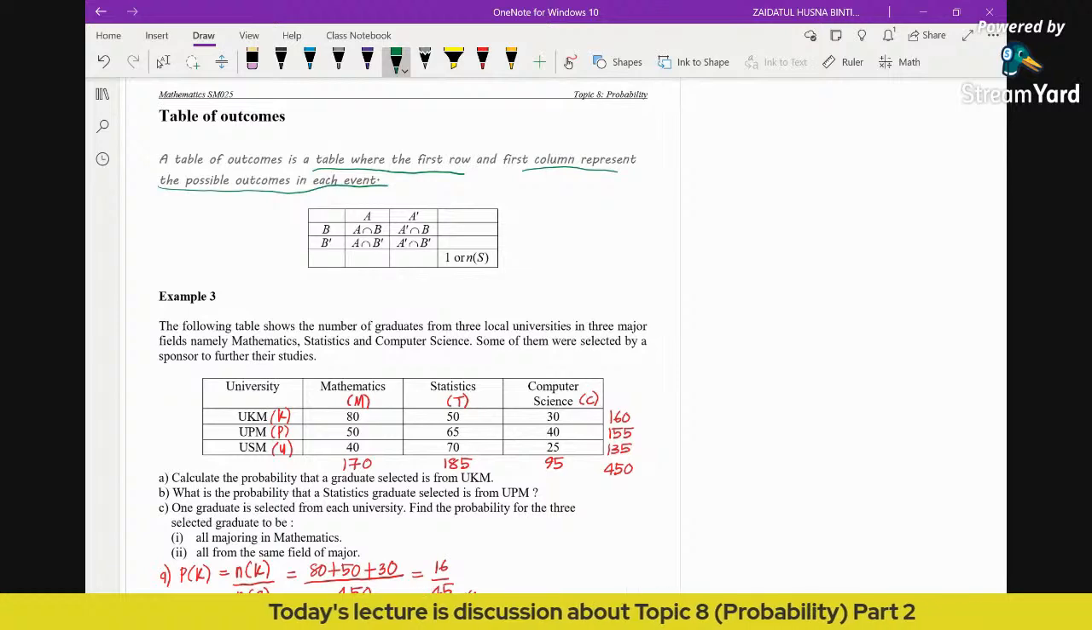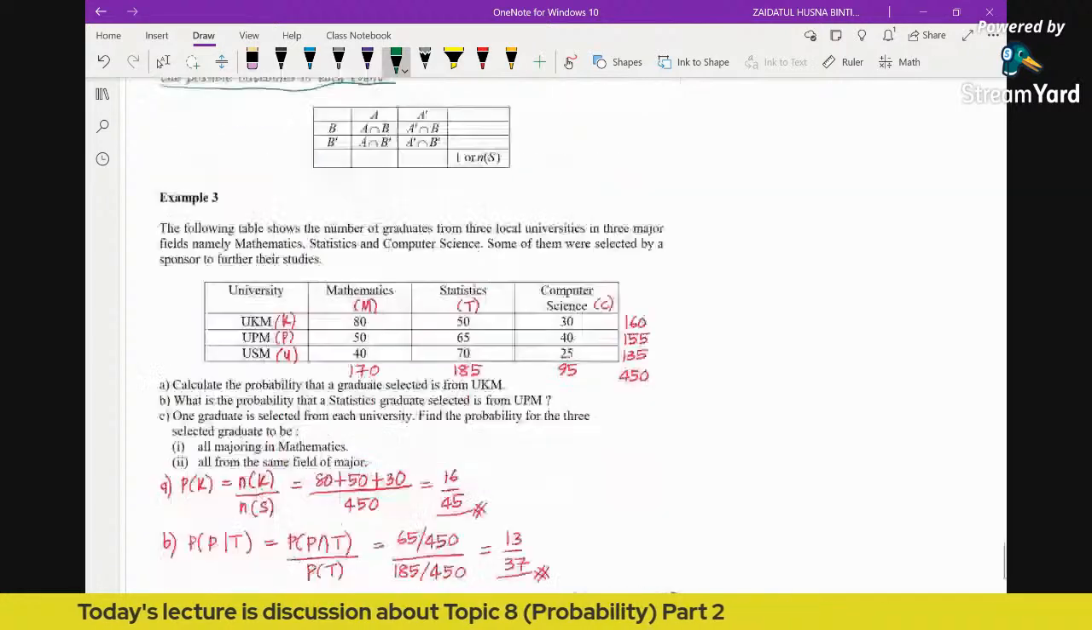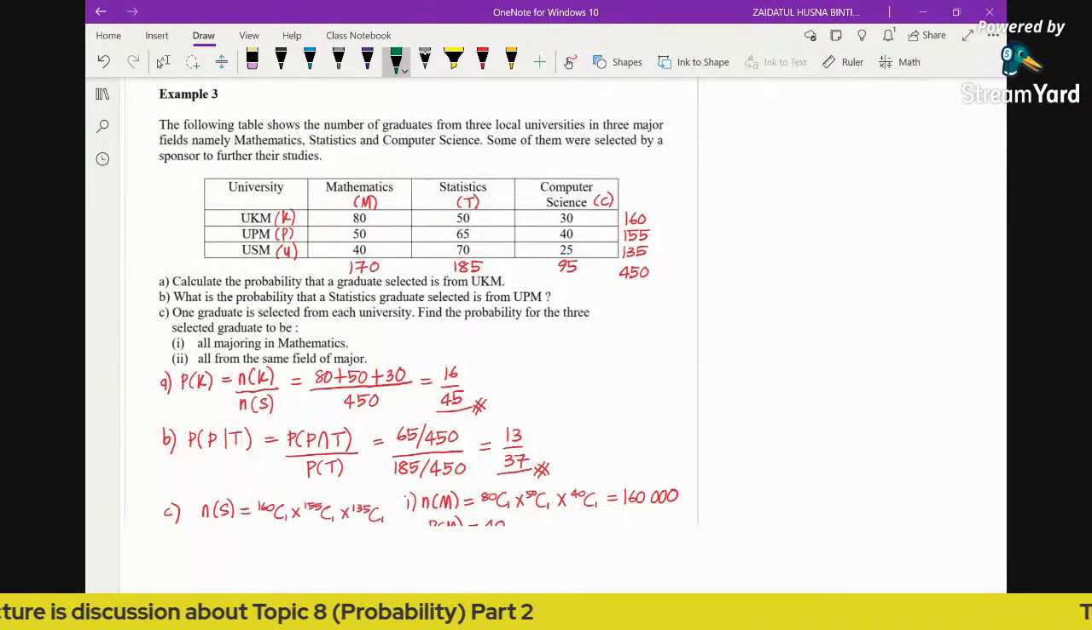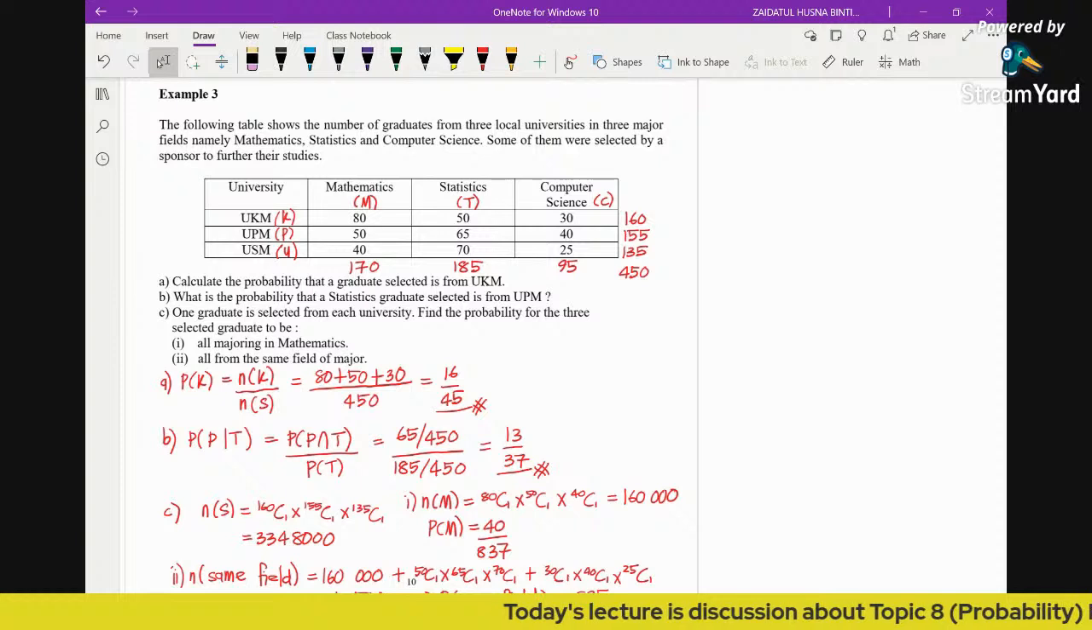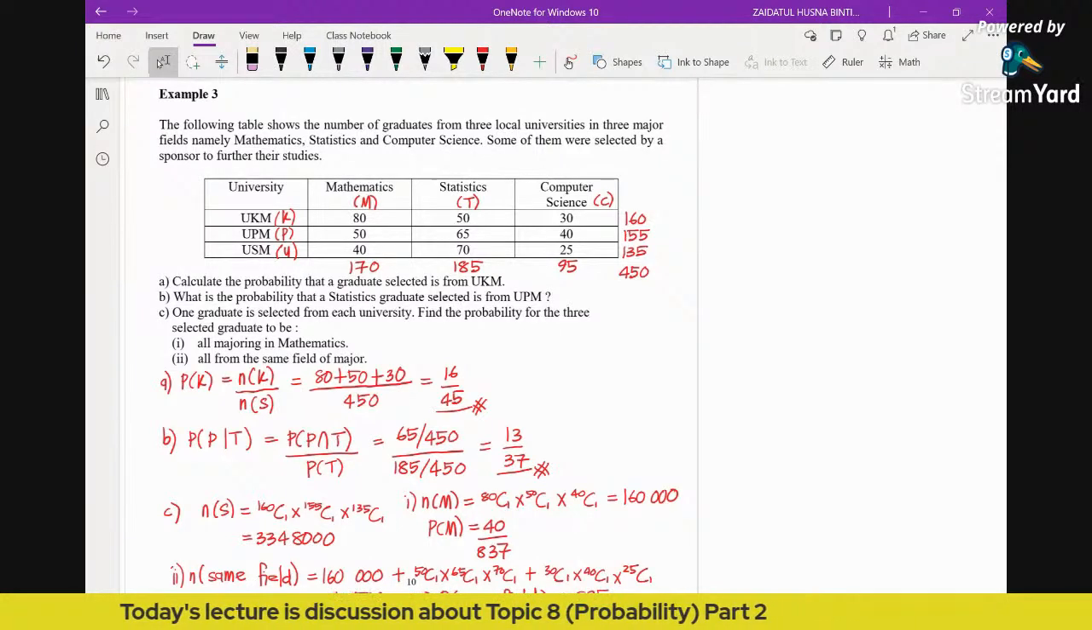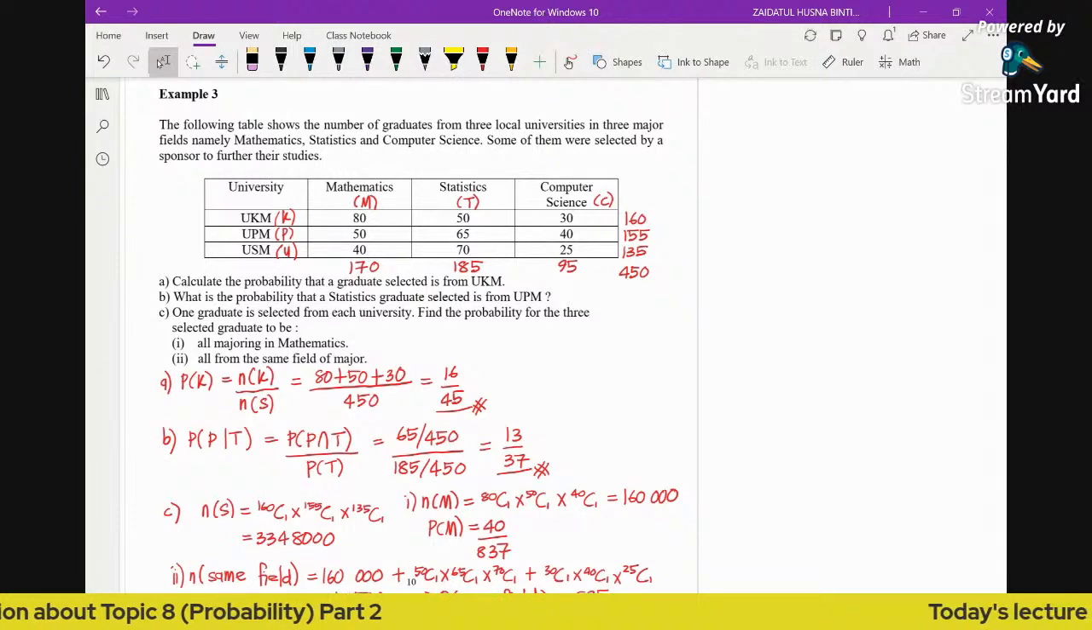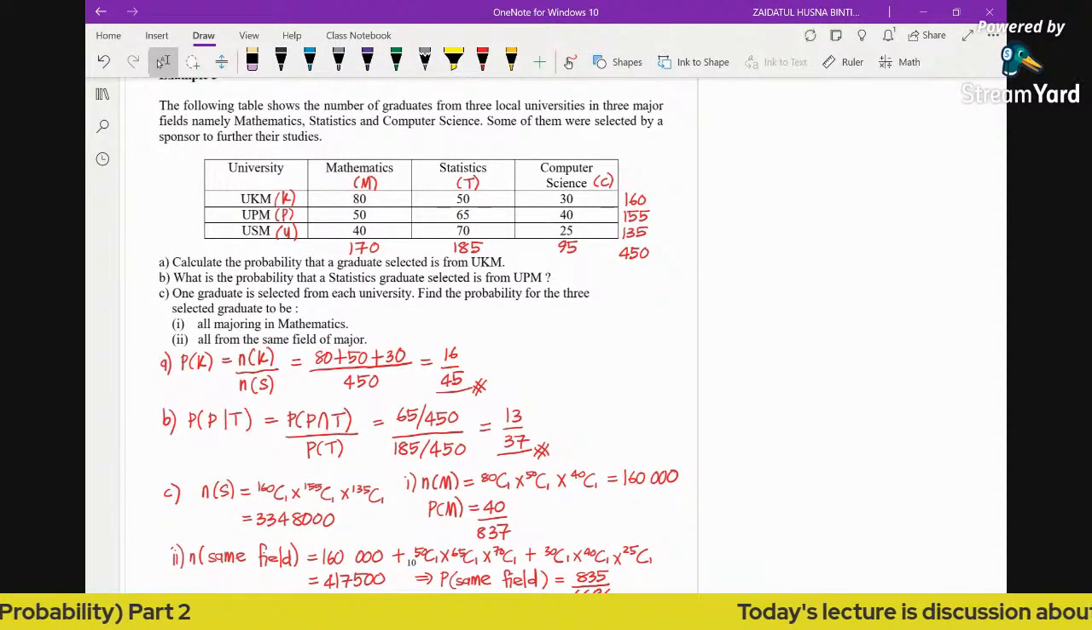Now let's see example 3. The following table shows the number of graduates from 3 local universities in 3 major fields, namely maths, statistics, and computer science. Some of them were selected by a sponsor to further their studies. Now calculate the probability that a graduate selected is from UKM.